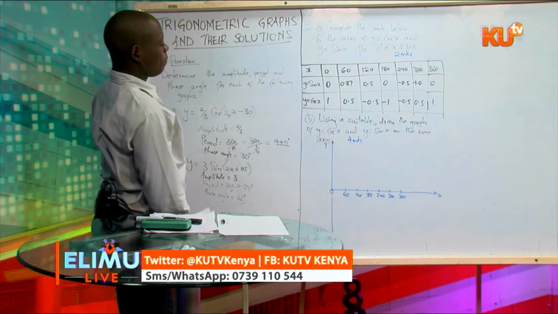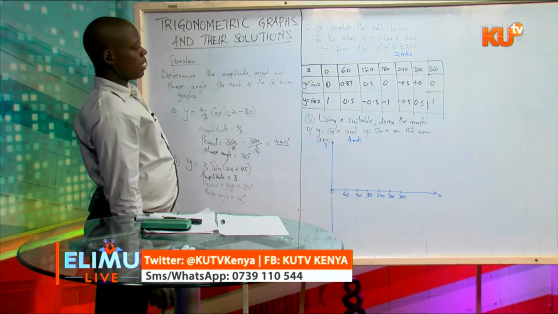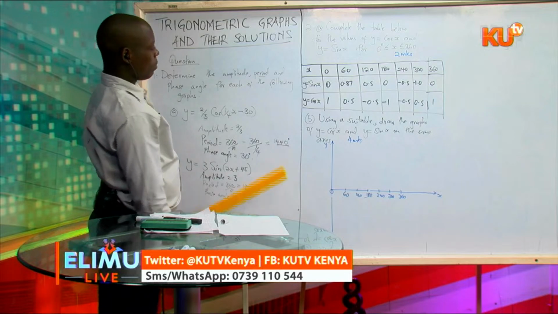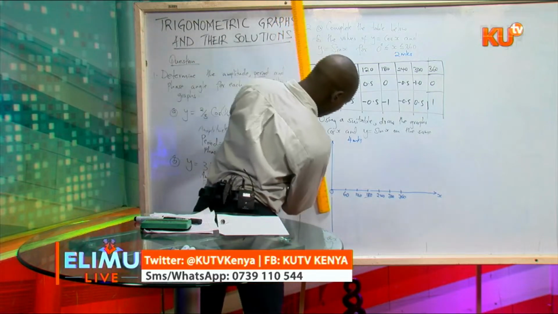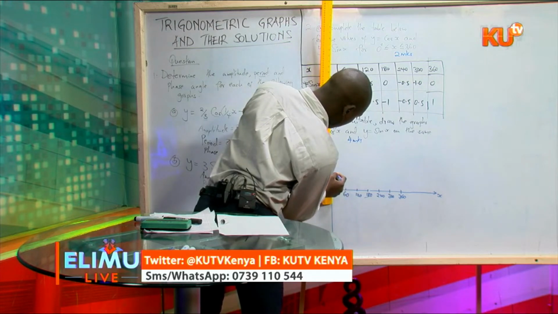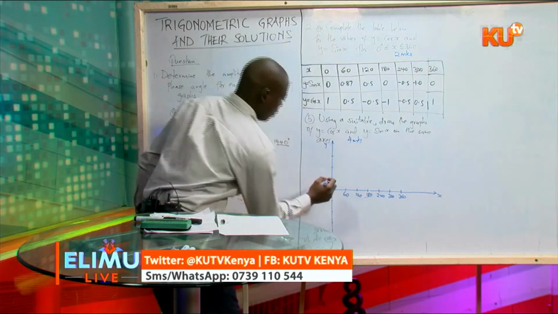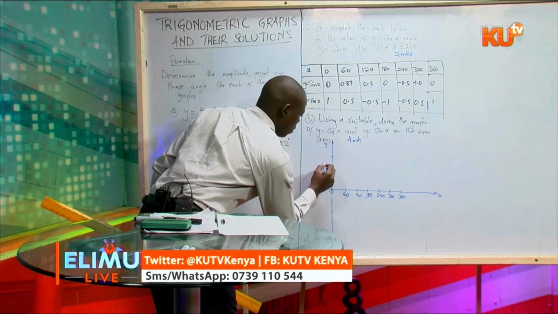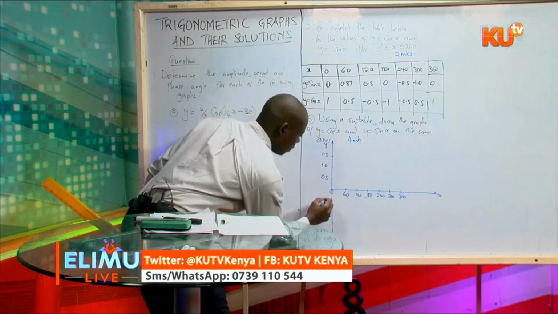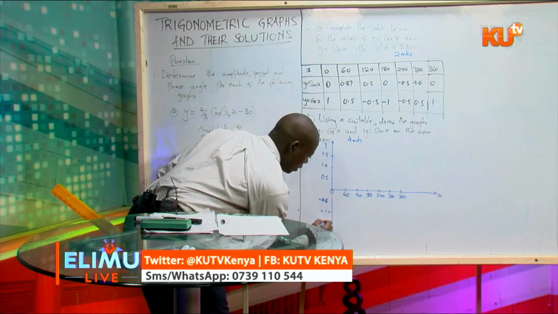On the y-axis, let's use the scale of 1 centimeter represents 0.5. So we'll have this case, 1, 2, 3. So this becomes 0.5, 1.0, 1.5, negative 0.5, negative 1.0, and negative 1.5.